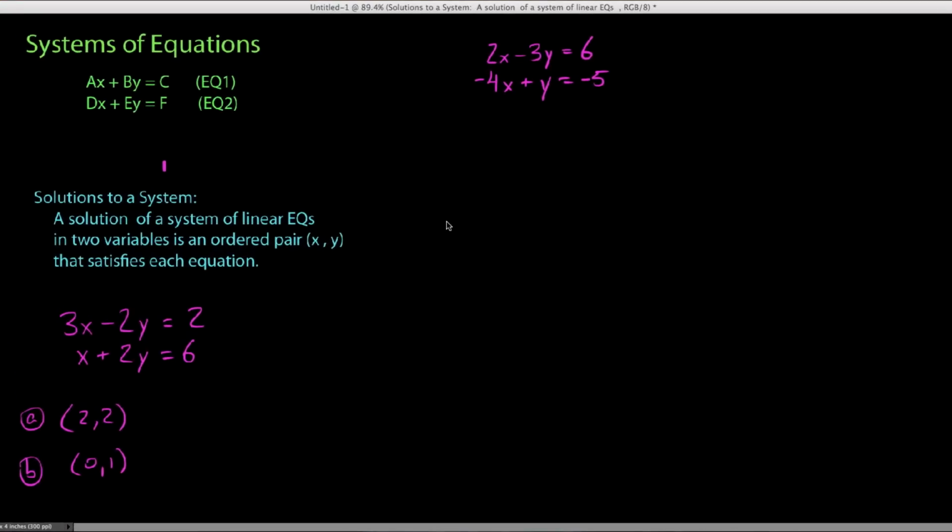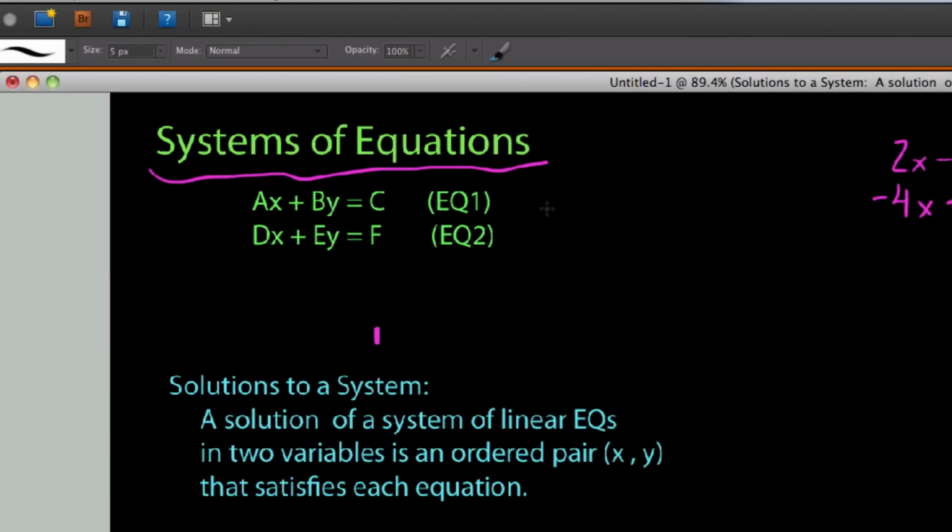Hello everybody, in this video we're going to be introducing the concept of a system of equations in two variables, okay? A system of equations in two variables is a little bit different than dealing with just one equation in two variables, but we're going to be dealing with systems of linear equations in two variables, so equations that when you graph them look like lines, okay?